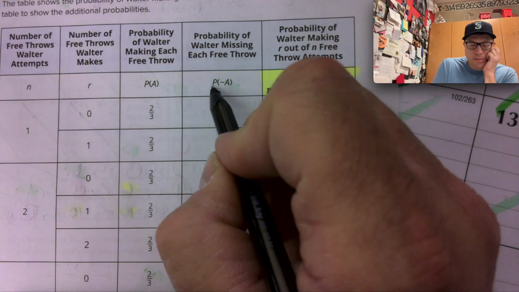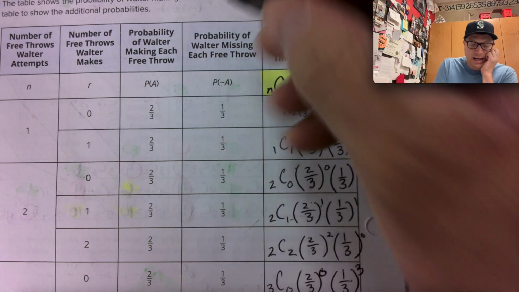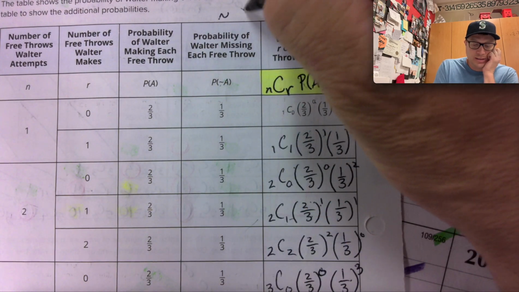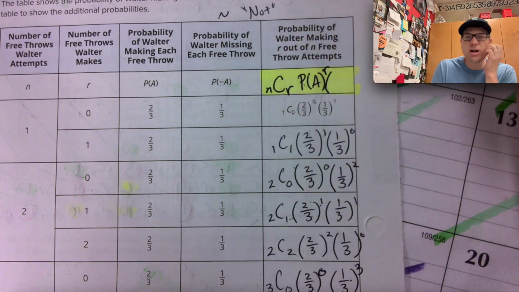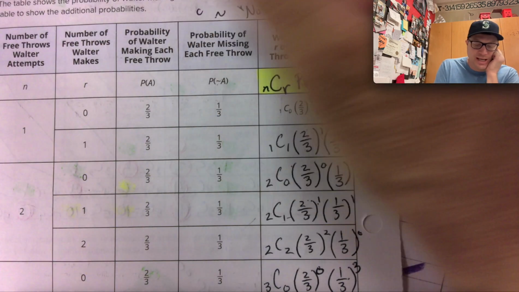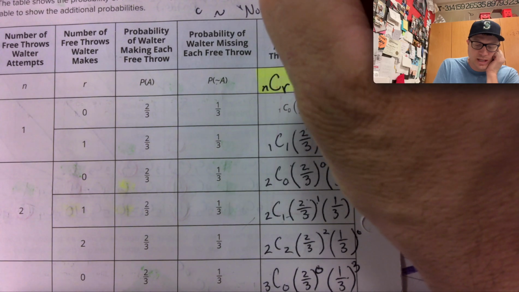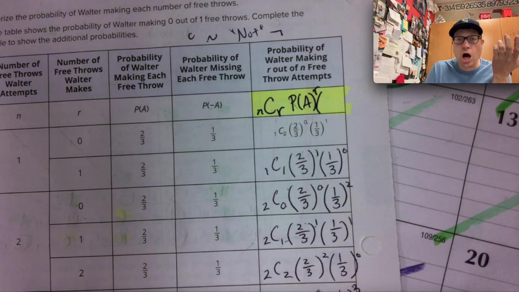Now they use the probability of not A, and the little squiggle means not. There are a couple other ways. I've used a C in these lessons. I've also seen this symbol, but we mean not that.